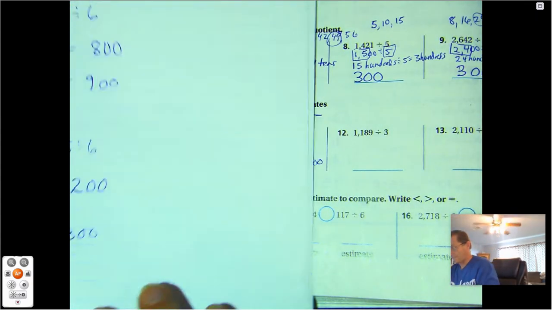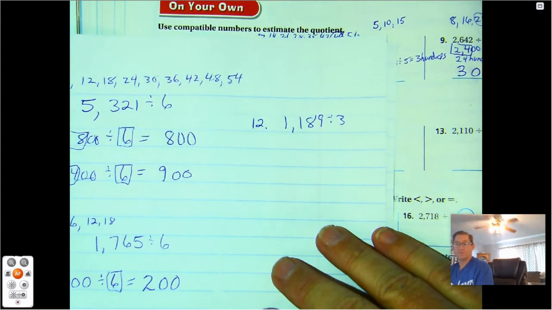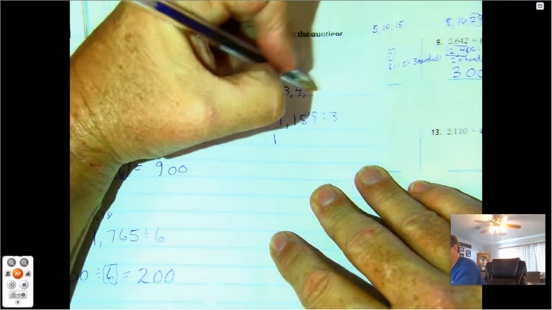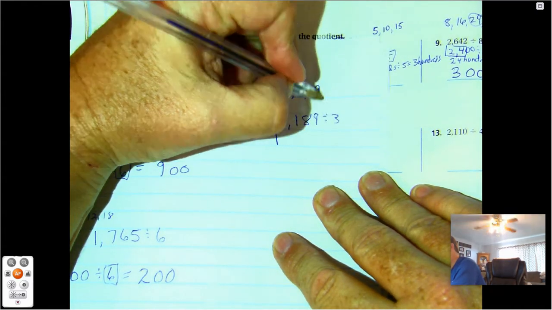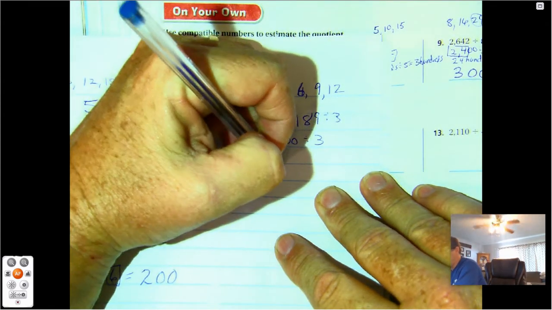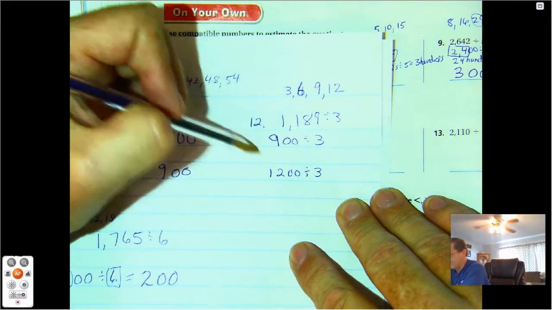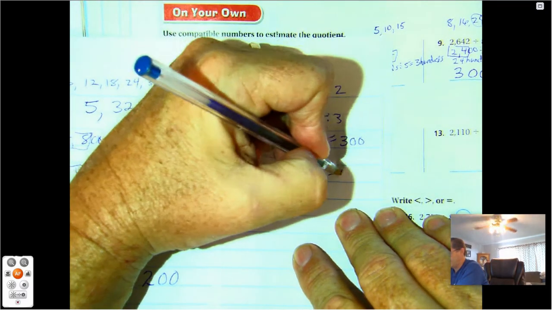Number 12. 1,189 divided by 3. So I know that we need to find something that the 3 can divide into easily. 3, 6, 9, 12. So I'm going to say 900 divided by 3 and 1,200 divided by 3, because this number, 1,189, is in between those two. Okay, 9 divided by 3 is 3, so 300. 12 divided by 3 is 4, so 400. So it's between 300 and 400.